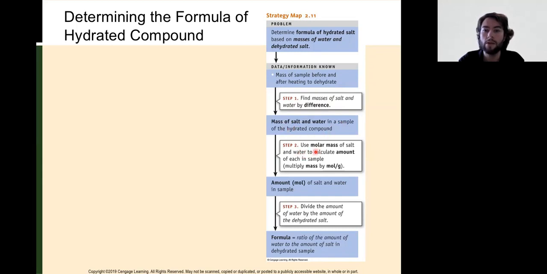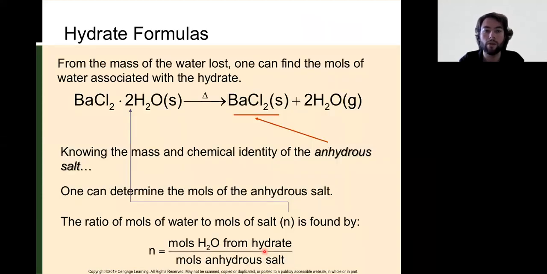The next step is to use the molar mass of salt and water to calculate the amount of each in the sample. So here we multiply mass by the moles over grams, and so get the amount of moles of salt and water in the sample. The next step will be to divide the amount of water by the amount of the dehydrated salt. This will then give us the formula, or the ratio of the amount of water to the amount of salt in the dehydrated sample. And so let's do an example of that.